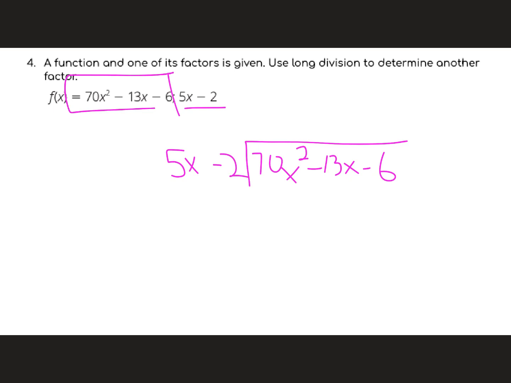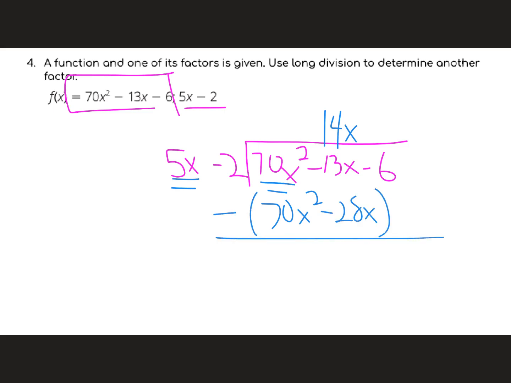So just like that previous division problem, you got to ask yourself, how do I make 5x into 70? Well, let's see. 5 times 16 was 80. We did that in the previous one. So I'm going to go with 14. So 14x. So 14 times 5 is 70, x squared. 14 times 2 is 28, so minus 28x. Be sure to subtract down. 70x squared minus 70x squared is 0. Negative 13 minus negative 28 is 15x minus 6.